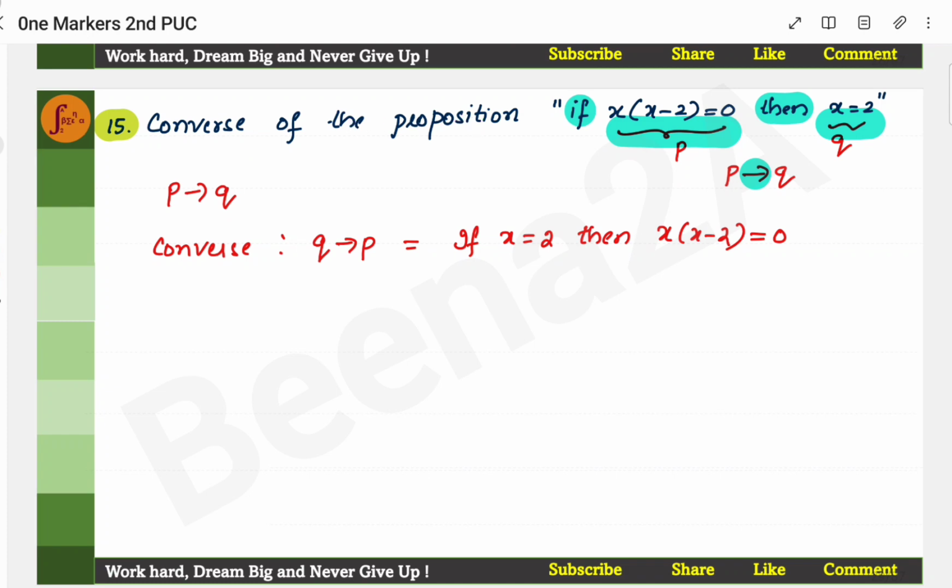I'll have to find the converse. What is the definition of converse? Converse is just swap this. Instead of P put Q and instead of Q put P. So what is the Q proposition? x is equal to 2. What is the P proposition? x into x minus 2 is 0. And then join them with if and then.